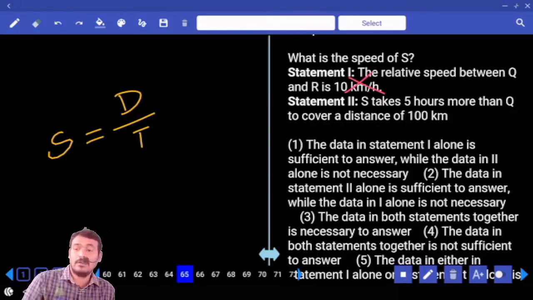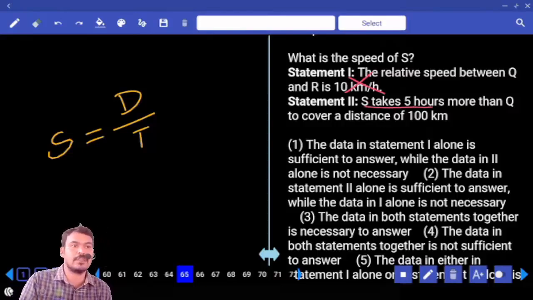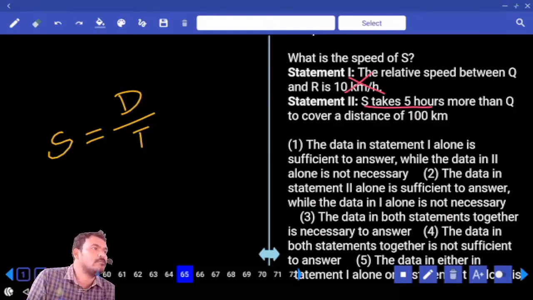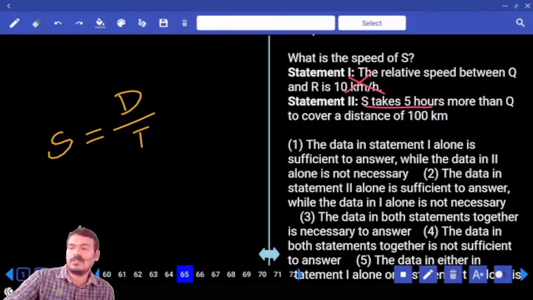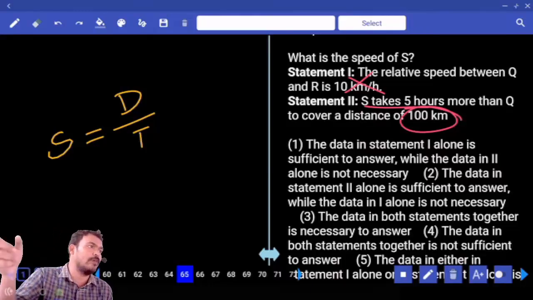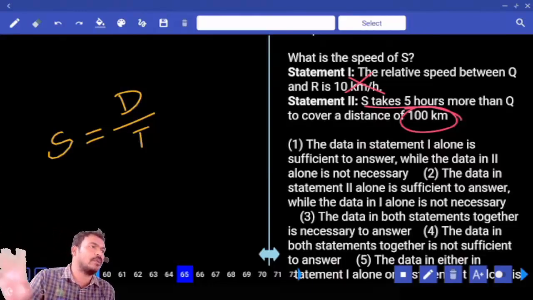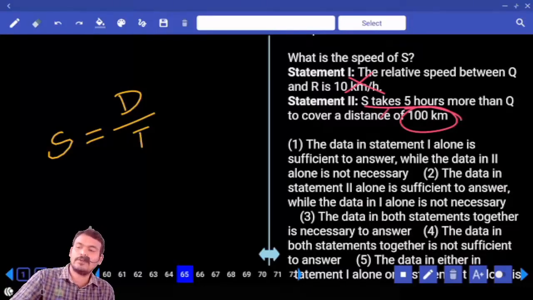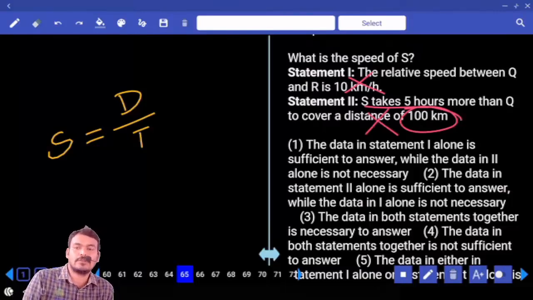5 hours less. We require S time, which means definitely we must know the Q time, or not. Q time is required, which means definitely we must know the Q speed, or not. What is the distance in the Q case? 100 kilometers. Q distance is given, which means definitely we know the Q speed value, or not. But here the Q speed is unknown, or not. Then 2 alone is sufficient or not sufficient? Not sufficient.